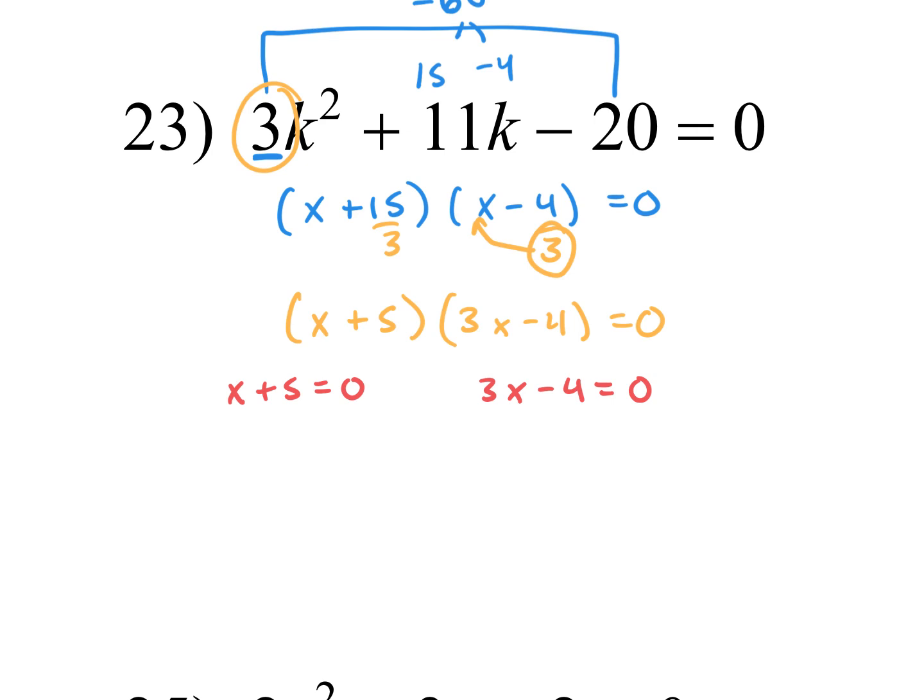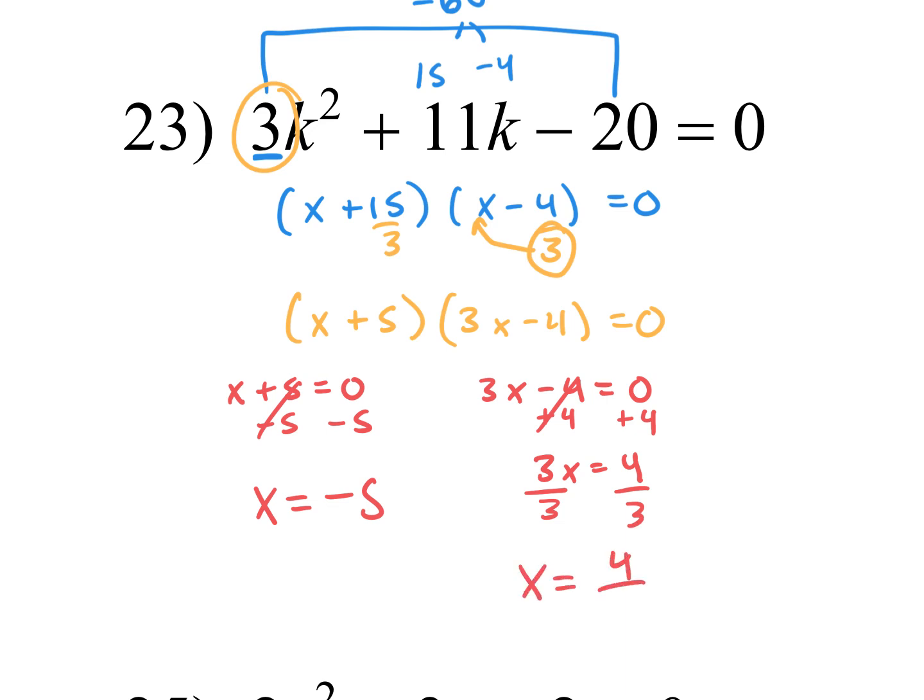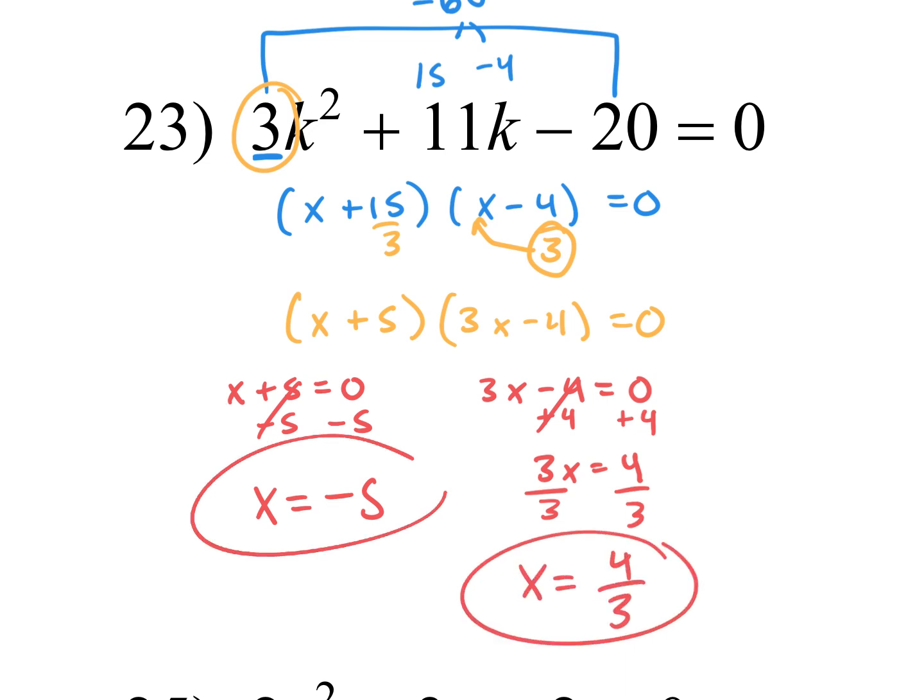Not yet. I have to get this to be x equals. So for the first one, subtract 5 on both sides. So what does x equal? Negative 5. The second one, I'm going to add 4 to both sides. So 3x equals 4. What do I have to do next? Divide by 3. So what's x equal to? 4 over 3. So these are my 2 answers.